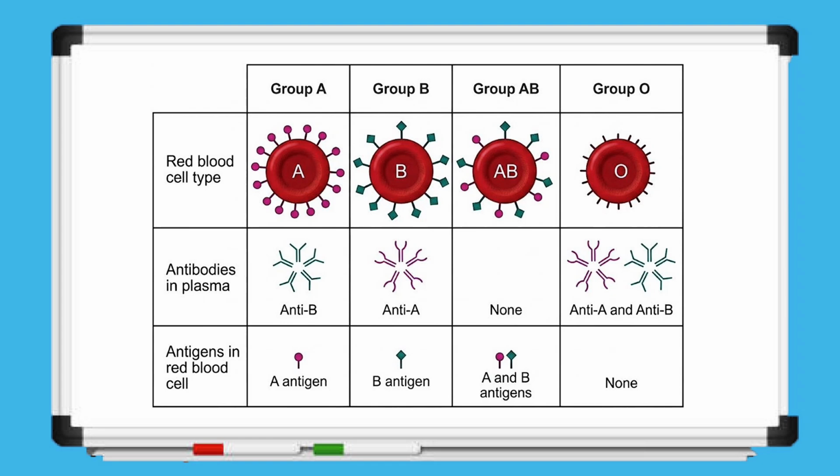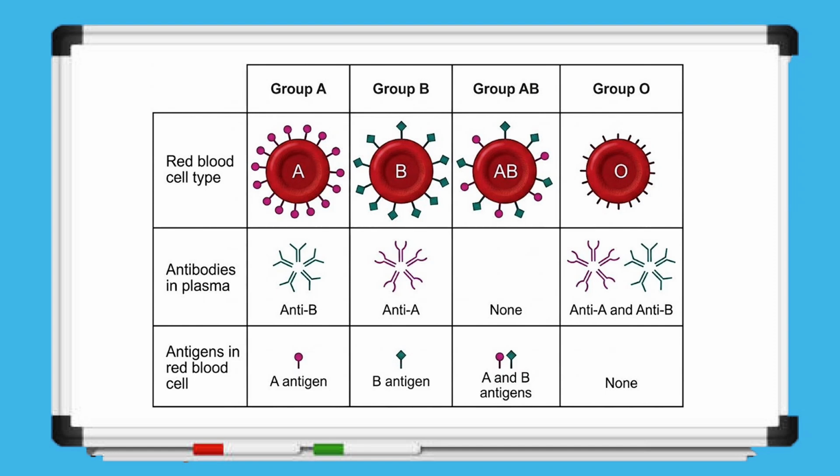It classifies blood based on the presence or absence of specific antigens on the surface of red blood cells and antibodies in the plasma. Each blood group has a unique combination. In Group A, red blood cells have A antigens and the plasma contains anti-B antibodies. In Group B, red blood cells have B antigens and the plasma contains anti-A antibodies. In Group AB, both A and B antigens are present on the red blood cells, and there are no antibodies in the plasma. In Group O, there are no A or B antigens on the red blood cells, but both anti-A and anti-B antibodies are present in the plasma.